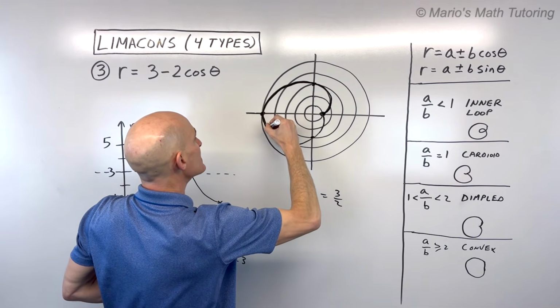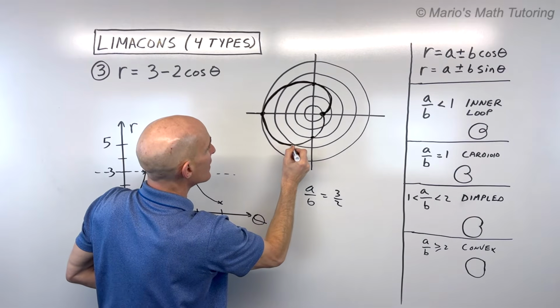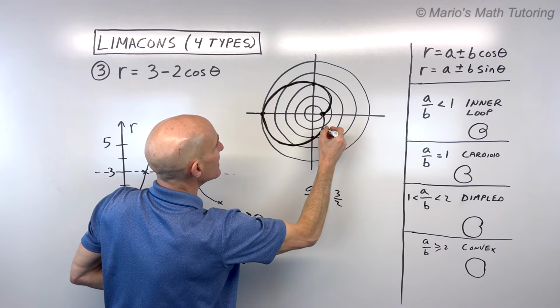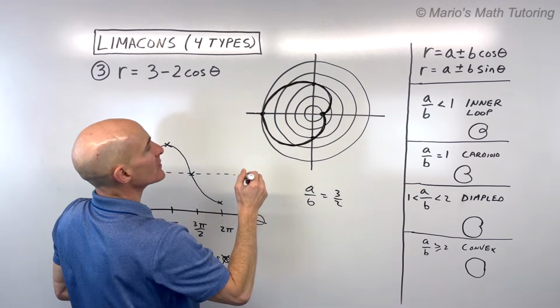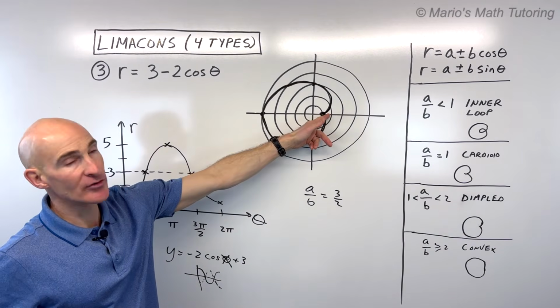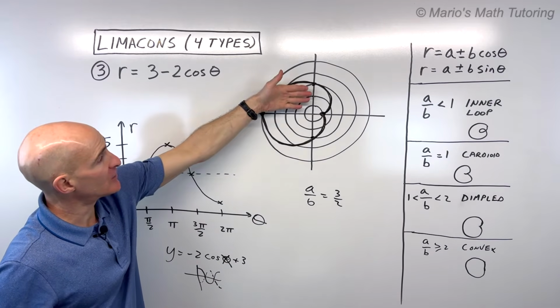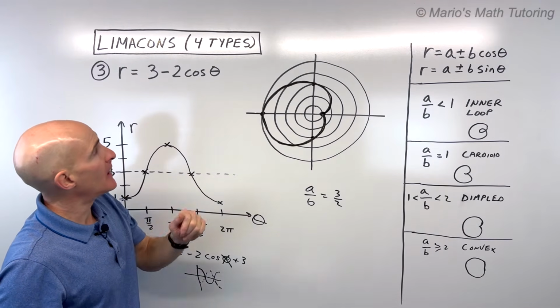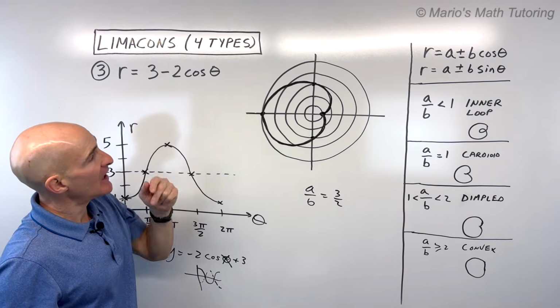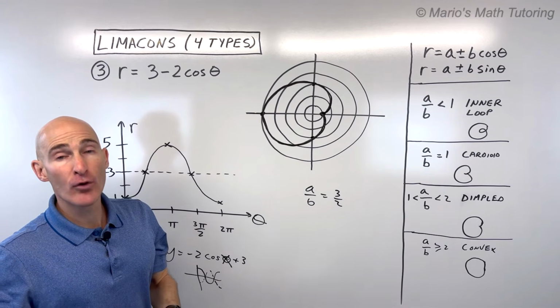But notice it's kind of like a cardioid. It's almost like a heart shape, but not as extreme. Just a little pushed in, just a little dimpled right there. So we call that a dimpled Limaçon. And again, it's reflected over the polar axis because it's in terms of cosines. And you got it. So let's look at the fourth type.